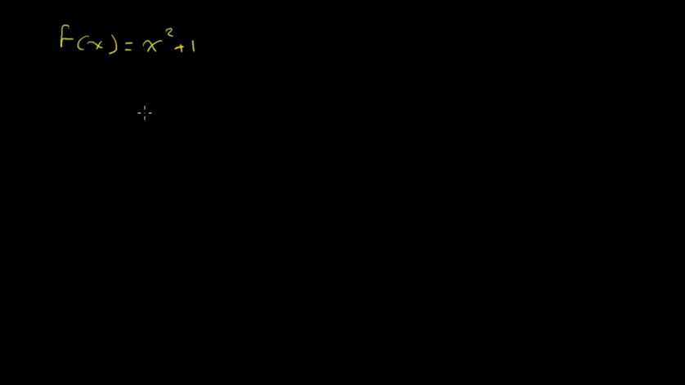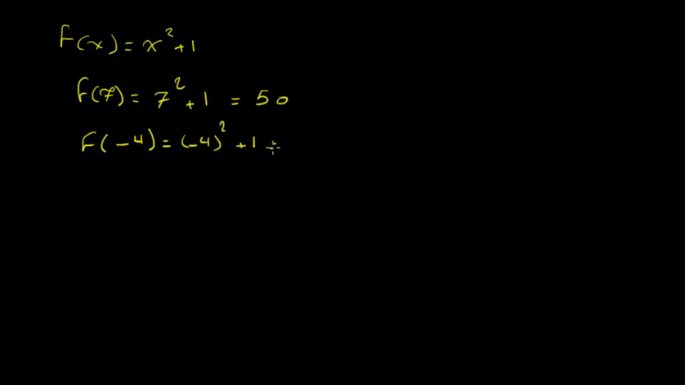Let's say we have f of 7. It means 7 squared plus 1. It means 50. Or we have f of minus 4. What does that mean? It means minus 4 to the second power plus 1. It means 16 plus 1, which is 17. F of t means t squared plus 1.